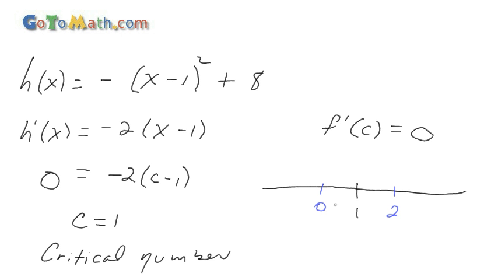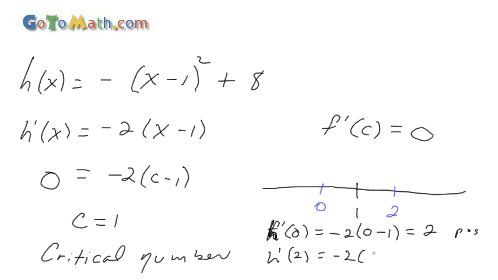Now what we're going to do is plug these numbers into the derivative and test whether it's positive or negative. So if I said f prime of 0, well, we're using h, sorry about that, let's change that to an h. H prime of 0, so we're plugging 0 in right here. We got negative 2 times 0 minus 1, and really all we're concerned about is if this number is negative or positive. Negative 2 times negative 1 is positive 2. So this is a positive number, and then we're going to look at h prime of 2.